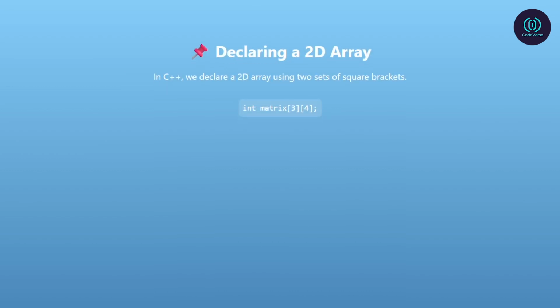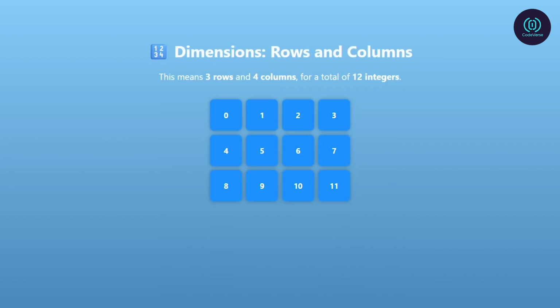Now that we understand the concept behind multidimensional arrays, let's see how to declare them in code. In C++, a two-dimensional array is declared using 2 pairs of square brackets. The first one represents the number of rows, and the second one is for the columns. For example, this line of code, int matrix[3][4], creates a 2D array with 3 rows and 4 columns, giving us space for 12 integers in total. Each cell in the array can store 1 integer, just like a table with labeled rows and columns.